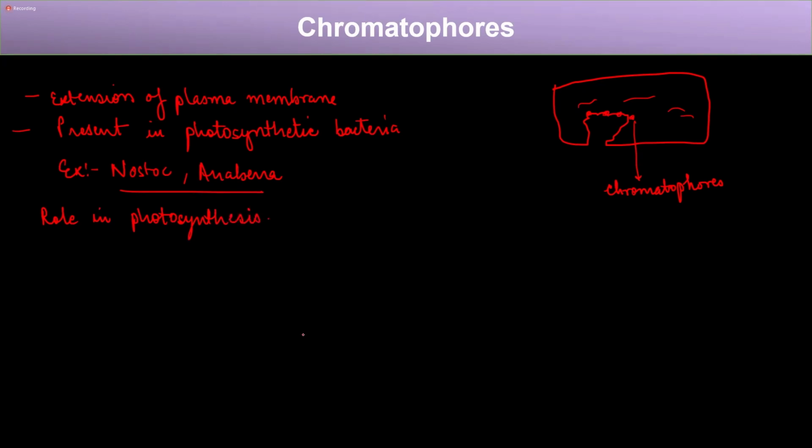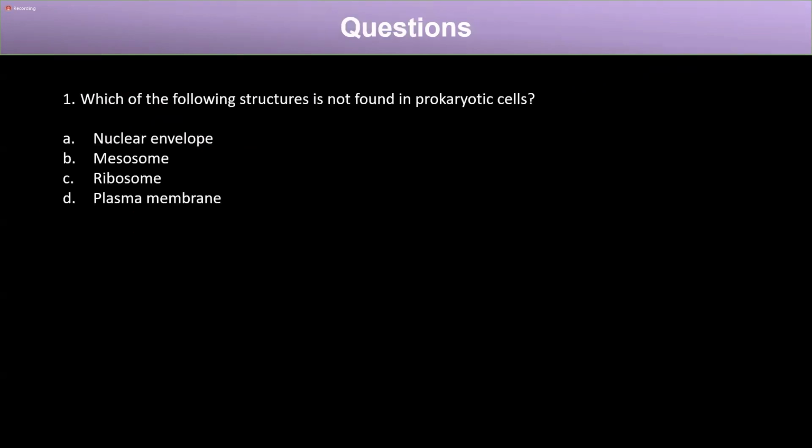Okay, so we have studied 5 structures. What are the components of the cell envelope? It consists of glycocalyx, cell wall, and plasma membrane. And then in the plasma membrane, we also studied the extensions of the plasma membrane, that is mesosomes and chromatophores. Now, we will discuss certain questions and then we will end this lecture.